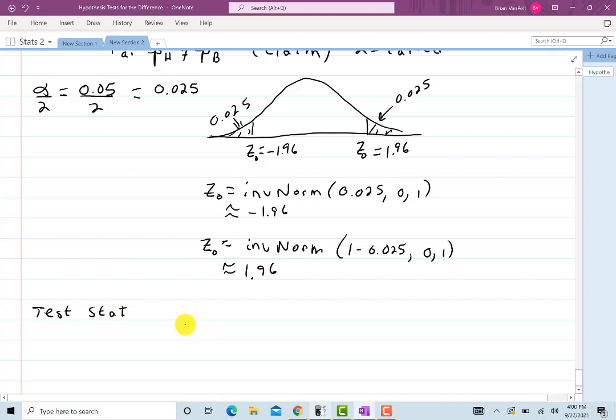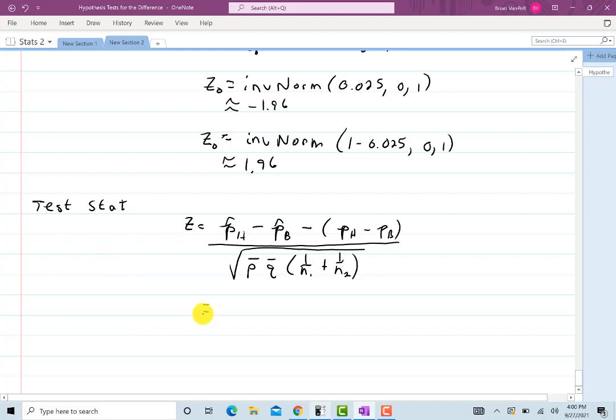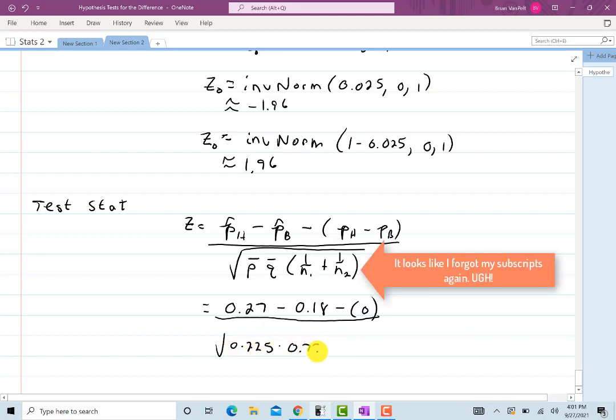Here we're going to use z equals pH hat minus pB hat minus pH minus pB, all over the square root of p bar q bar times 1 over n1 plus 1 over n2. I want to make sure that I use my letters this time. Now let's put our numbers in. pH hat, what was that? That was 27%, so that's 0.27. pB was 18%, so that's 0.18, minus 0. My p bar was 0.225, I'm sorry, 0.225 times 0.775 times 1 over 1,000 plus 1 over 1,000.